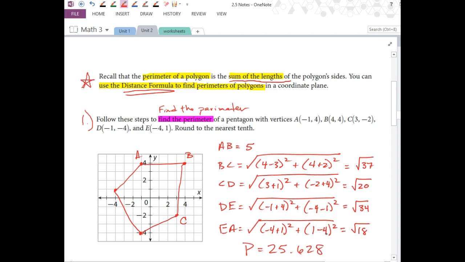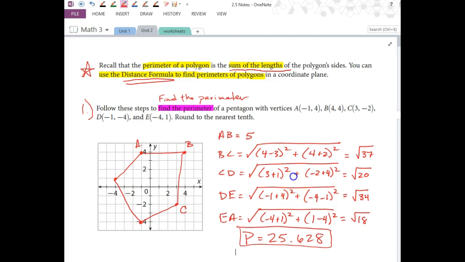25.628. Anybody disagree, agree? Okay. So this becomes slightly tedious in finding perimeter. It is not really a new concept. Do I need to do another example of this? Phew. Okay, good.